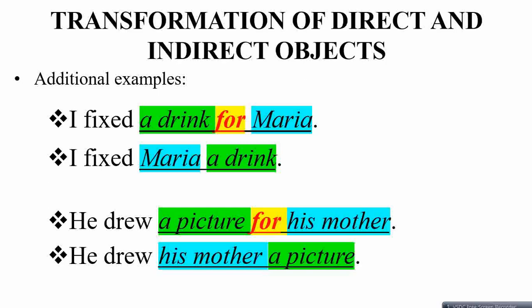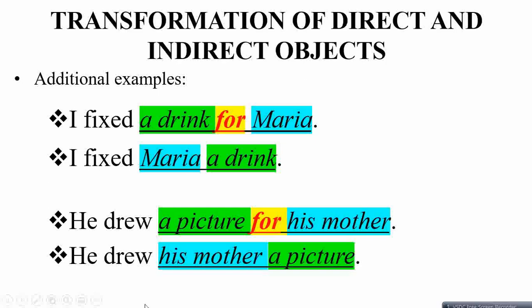Now here come a few more examples. I fixed a drink for Maria. A drink is your direct object, followed by a preposition and then the indirect object, and you can flip this object position from direct to indirect. Now here comes the indirect object before. So: I fixed Maria a drink. Then you just skip or omit your preposition.